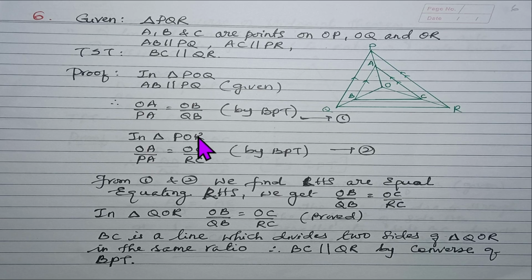Now very interesting here, OA upon PA is the LHS in both, and both are equal, so I can equate the RHS. So I get OB upon QB is equal to OC upon RC. OB upon QB is equal to OC upon RC.